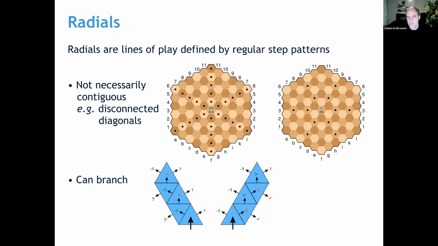Using these steps and these walks, we can define radials, which are the slide moves that you'll see in chess-like games. They're the lines of play defined by regular step patterns. So for orthogonal radials, these tend to be connected, but we can have diagonal radials that are not connected, typically on the hexagonal grid. So these diagonals don't share an edge. And also we can have radials that branch from a cell. So here we have forward radials through a triangular cell, and they can branch to the left or branch to the right.